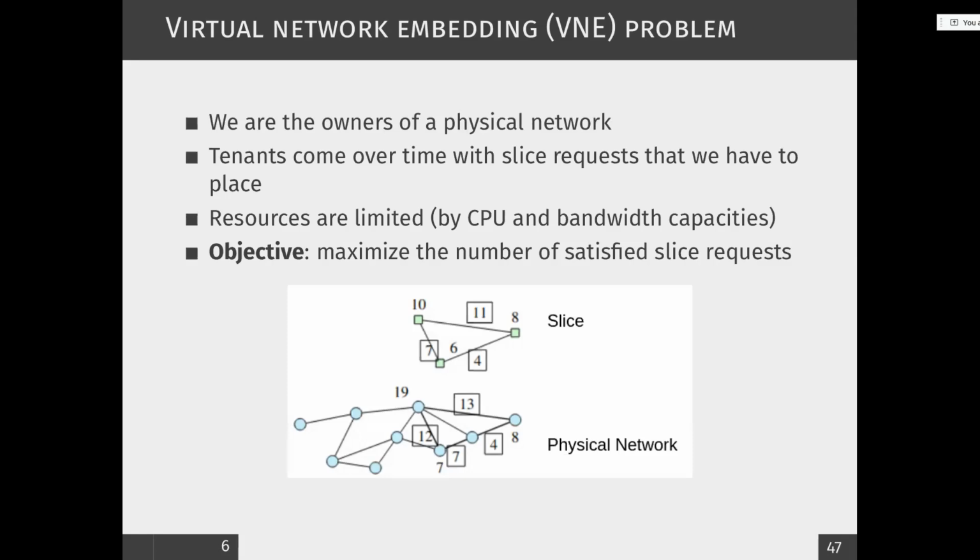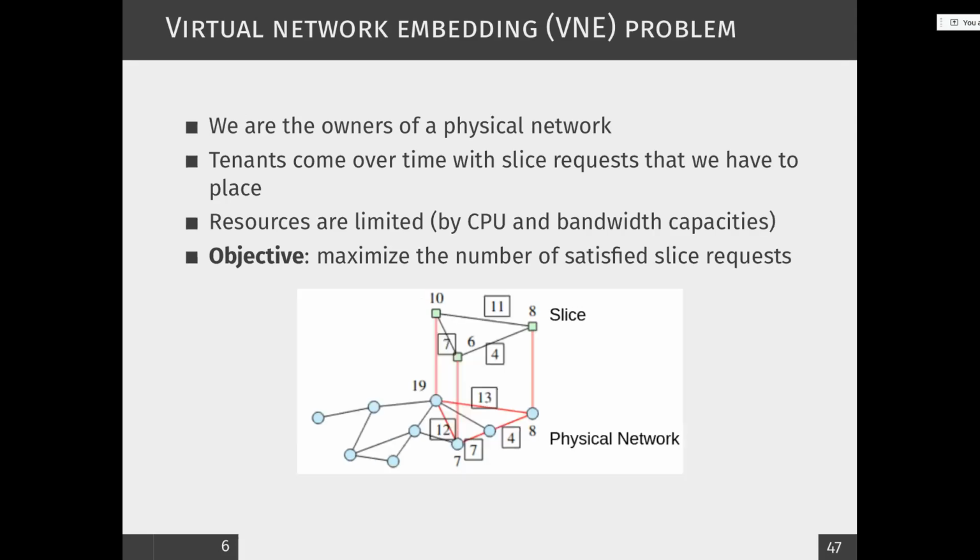So broadly, this would be a slice. It has some CPU here on the nodes and some bandwidth on the edges. And this would be our physical network. Those numbers are demands, and the numbers here and here are capacities. So you have to place this slice on this physical network. A possible placement would be this one, for example. You see that each virtual node is placed on one physical node, and each virtual link is placed on a physical path. For example, this one is placed on two edges.